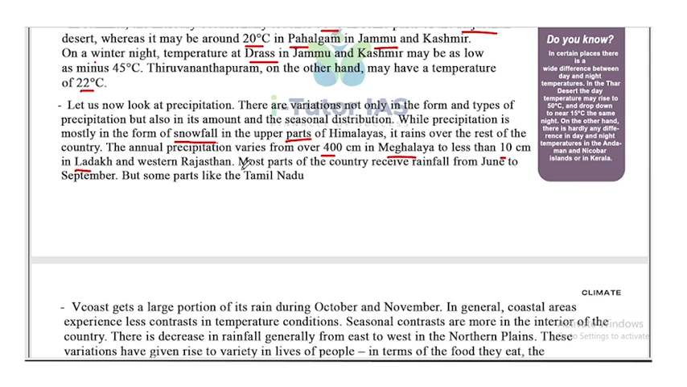Now, most parts of the country receive rainfall from June to September.